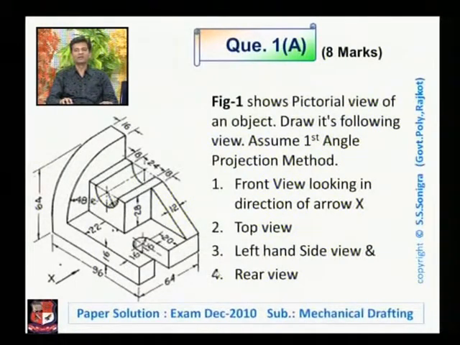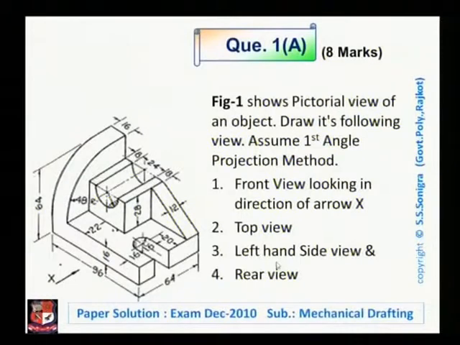And the fourth one, that is rear view. So parameters for rear view would be similar to the parameters for front view, that is 64 mm height and 96 mm width. So these are the 4 rectangles. Now how these rectangles should be drawn, let me do planning for that.